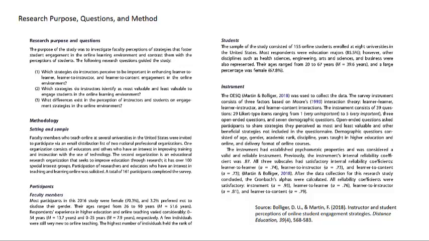Here is an example of an empirical study's method section. Note that the research purpose and questions are clearly stated, which is usually, but not always, the case with empirical studies. The method specifies the setting, sample, participant characteristics, and data collection instrument.